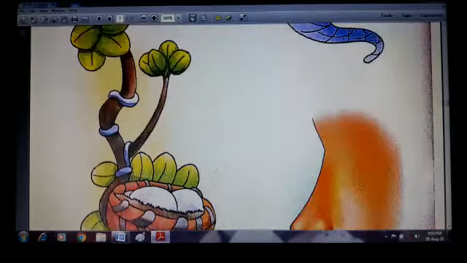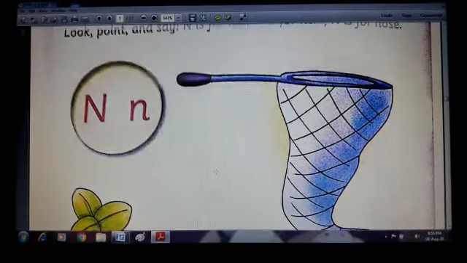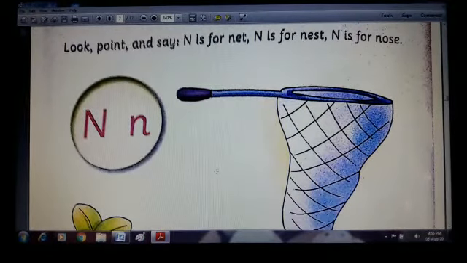Okay. So this is our classwork. You have to identify the objects, the pictures and the words and learn by heart the three words also.